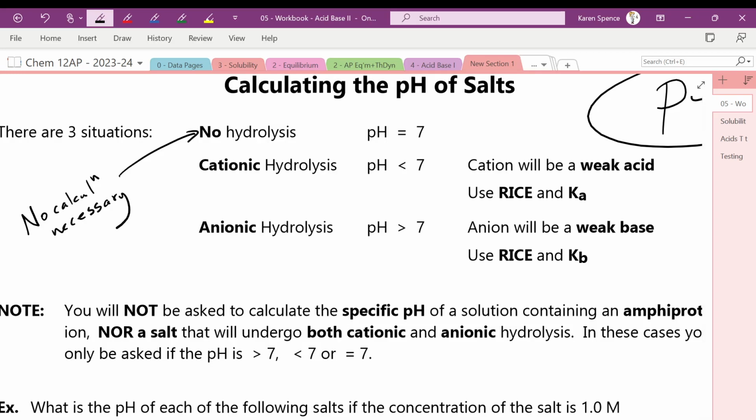Does that make sense? If it's amphiprotic, you'll just be asked to decide, is it predominantly acidic or is it predominantly basic? Otherwise, you would have to do 2 RICE tables and compare the H and the OH, and nobody wants to mark a question that's 10 marks long. Yes? So, if you are calculating the pH, you will not be given amphiprotic anions.